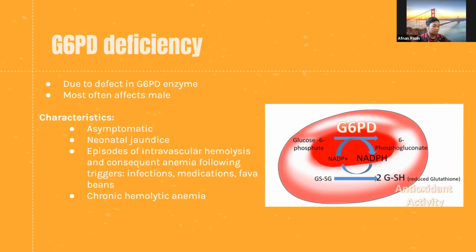Sometimes there is neonatal jaundice, and then there are episodes of intravascular hemolysis following triggers, like I mentioned before. And then there are features of chronic hemolytic anemia like shortness of breath and jaundice.